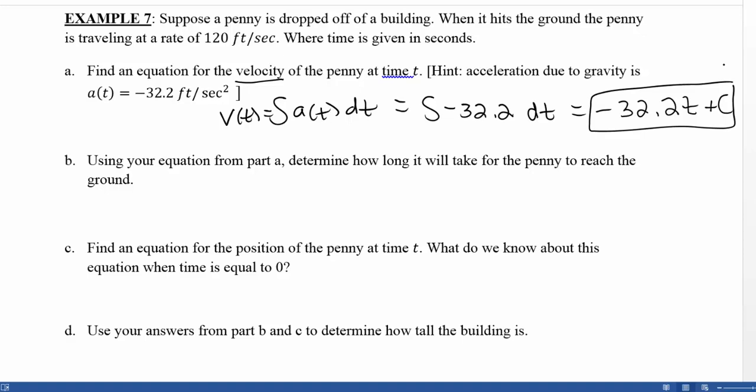So we need to think really carefully about whether or not c is going to have a value here that has any meaning. Remember, at time equals 0, that's when you're holding the penny and you're about to let it go. So the velocity at time equals 0 is going to be 0, because that's the moment you let it go. It hasn't had time to pick up any speed. So if the velocity has to be 0 when t equals 0, that means c would have to be 0 as well. So my velocity function in this scenario is negative 32.2t.